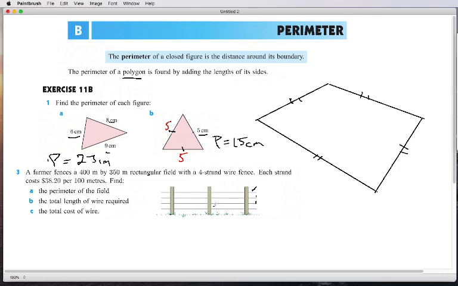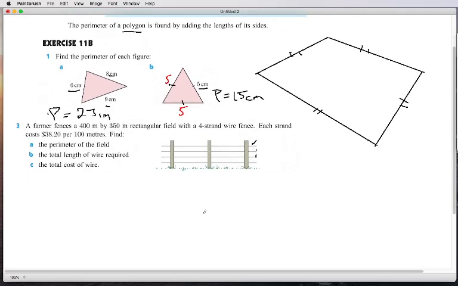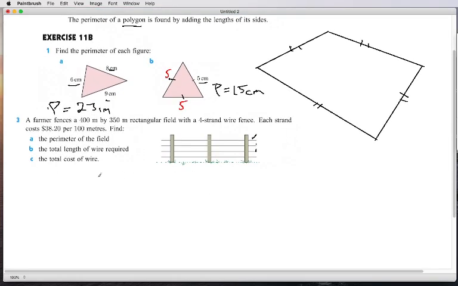And I assigned this question here. I'm just going to work on it together so you can see how it goes, see if you've done it correctly. If we look at it, it says a farmer fences a 400 meter by 350 meter rectangular field with a 4-strand wire fence. So look, 1, 2, 3, 4. So there's 4 strands. Okay, a fence has 4 strands of wire going across.